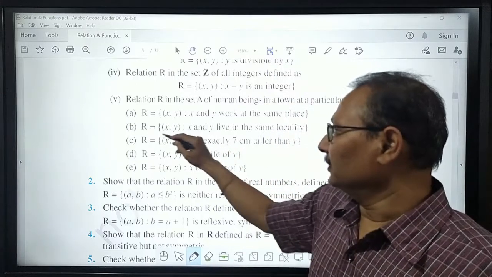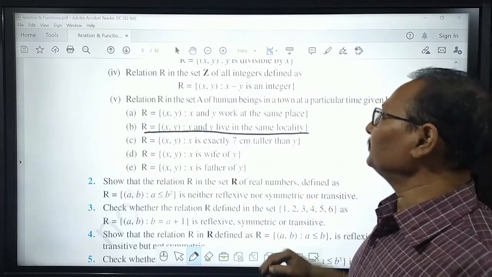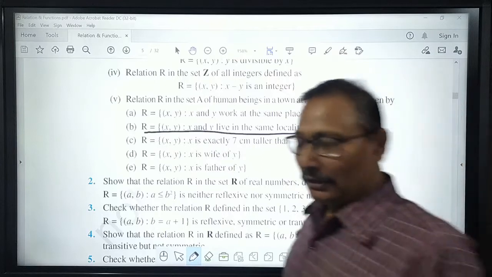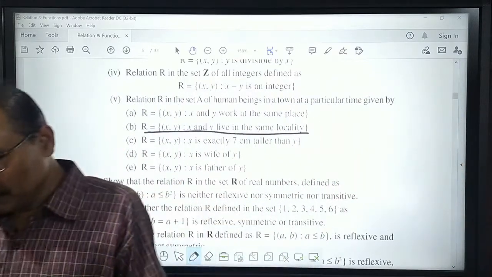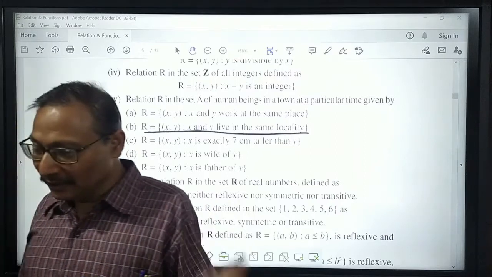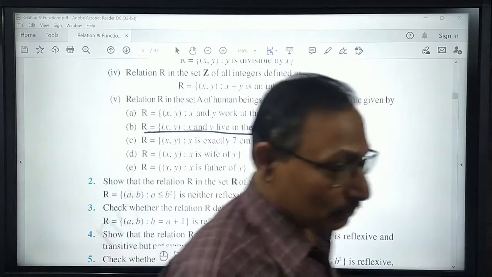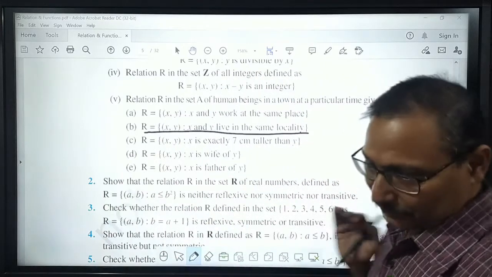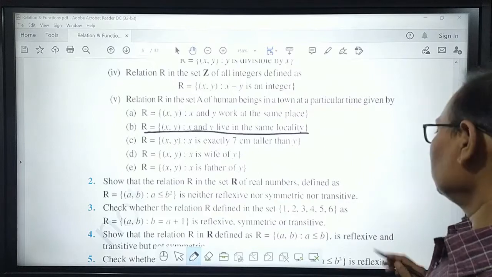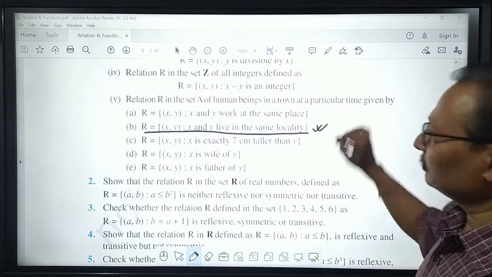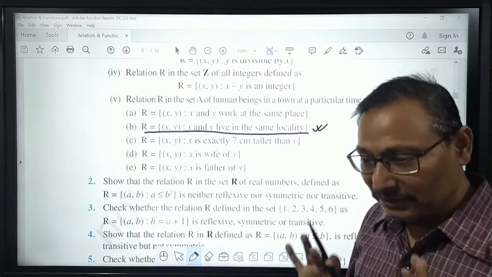In this relation, X and Y live in the same locality. It is very similar to the previous question. They are working at the same place. Here they are living at the same place. So we will go through as we did in the previous solution part. We can show its reflexivity, symmetricity, and transitivity.